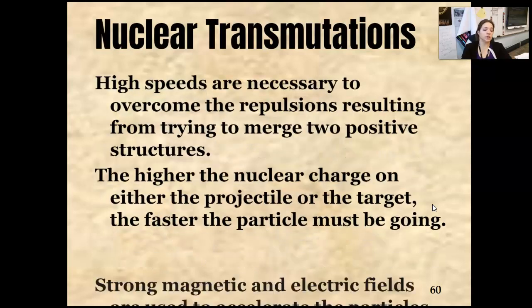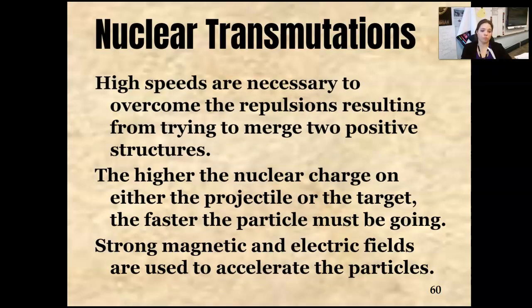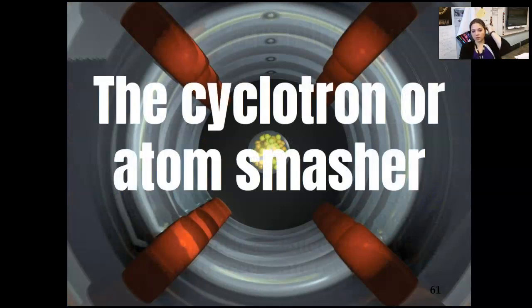High speeds are necessary to overcome the repulsion. Like I said, if you've got two positives, it's going to be hard, so you've got to whip it at it really fast. The higher the nuclear charge on either the projectile or the target, the faster the particle must be going. Strong magnetic and electrical fields are used to accelerate these particles. One of the things we have is the cyclotron, or the atom smasher.